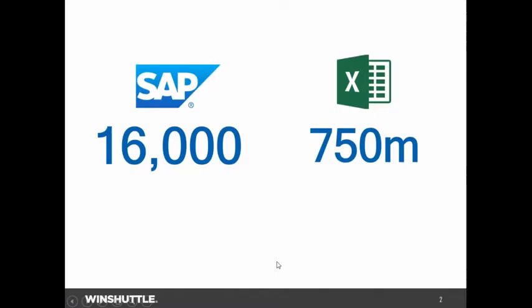Today is going to be all about combining SAP and Excel, so we just want to start by sharing two impressive numbers about each here. 16,000 is actually the number of different T codes inside of SAP. That just gives you an idea of the complexity of this very common backbone for large enterprises.